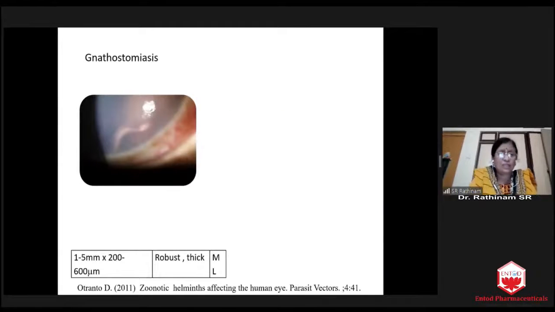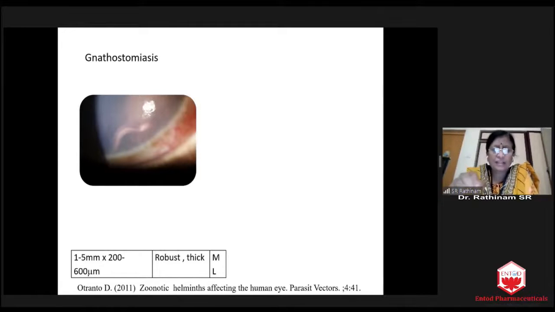And this is gnathostomiasis. You see a very stout, very thick worm, and you can even see the lumen inside. This robust, thick worm is 1 to 5 millimeters. It's very small, 1 to 5 millimeters, and the thickness is invariably 600 μm. And this worm can cause structural damage again.